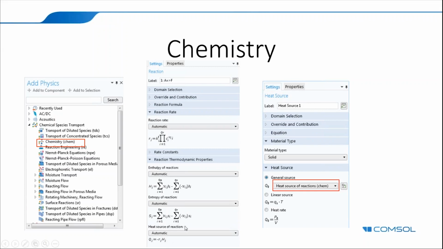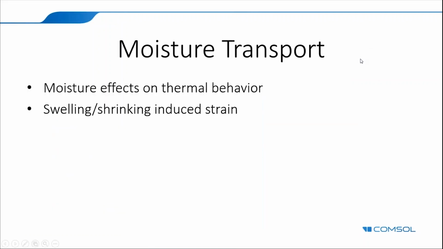Yeah, you're right. So if you go there, you could do all this more fundamentally. In the model we used earlier, we kind of glossed over this and used one internal variable that encapsulates everything. Another thing that we could have added here is the moisture transport part, moisture effects on thermal behavior. You also might want to add swelling and shrinking induced strains through the hygroscopic swelling feature in COMSOL.